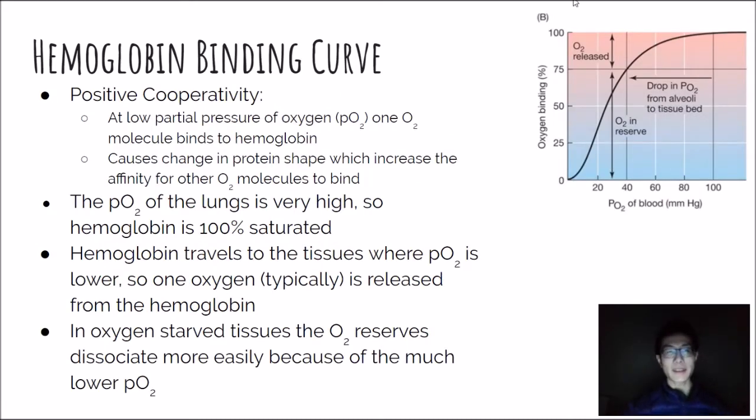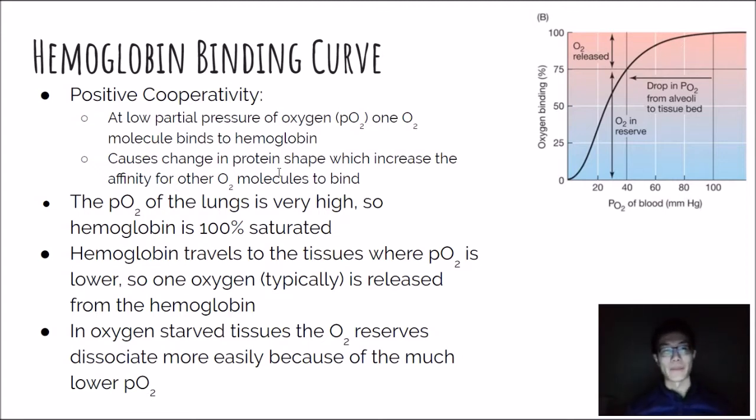Okay. The next thing we have to talk about is this binding curve over here. So hemoglobin is fascinating because it shows positive cooperativity. So what positive cooperativity is that at low partial pressure of oxygen, so this is partial pressure of oxygen, one O2 molecule binds to hemoglobin. And what this causes is a change in the protein shape, which increases the affinity for other O2 molecules to bind. So what you can think about is, initially, hemoglobin is kind of reluctant to bind oxygen. But once it binds one, there's going to be a positive cooperativity that causes it to bind other oxygen molecules more readily after it binds the first one.